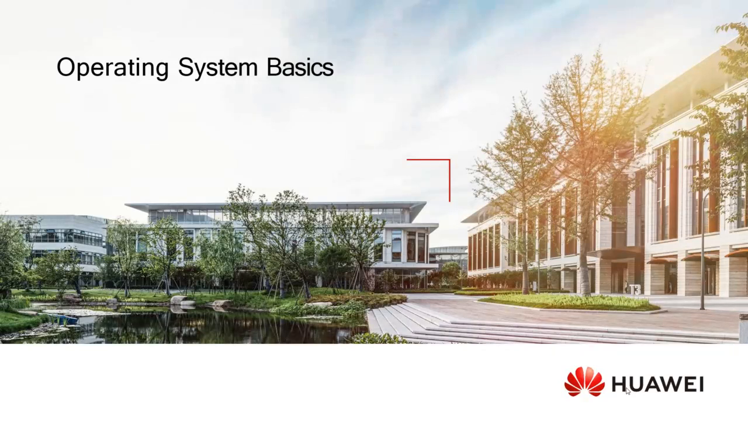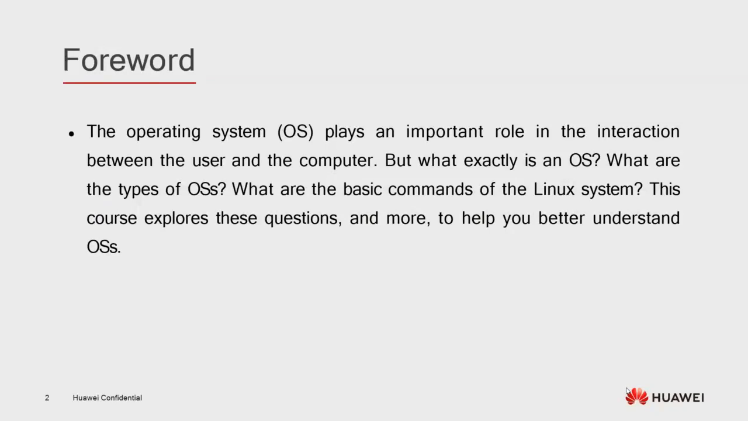So basically, operating system is a software that makes the hardware function optimally or correctly. Of course, just having hardware is not enough for the hardware to work. You will need a software to make it work. So that software that makes the hardware function is called the operating system. So operating system plays an important role in the interaction between the user and the computer.